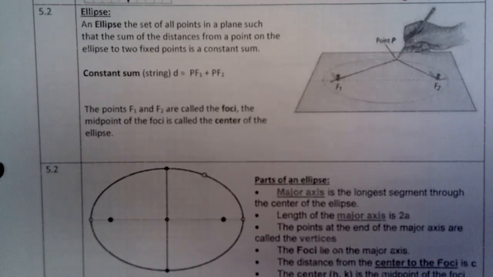So today we are going to be talking about ellipses. It is another conic section. It is a circle, but it is a stretched circle. So this picture just shows how an ellipse is formed.